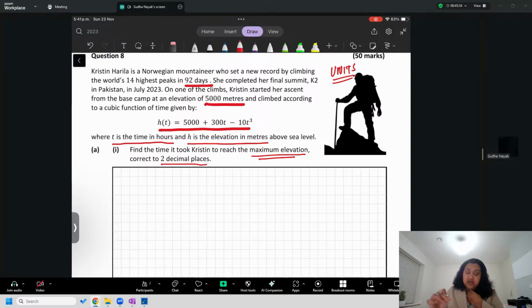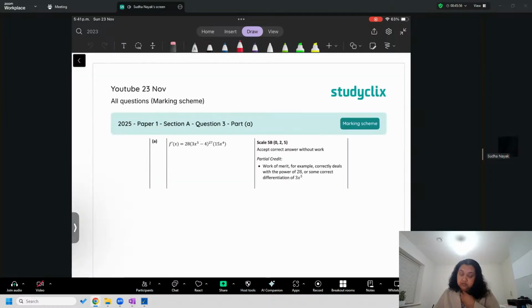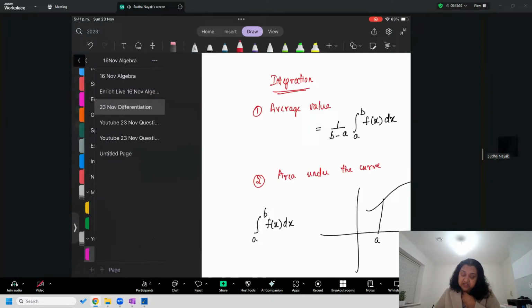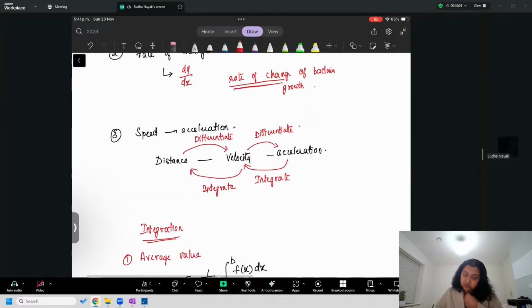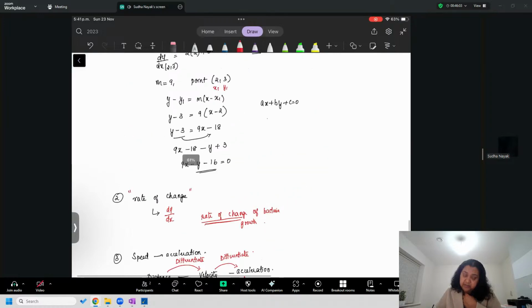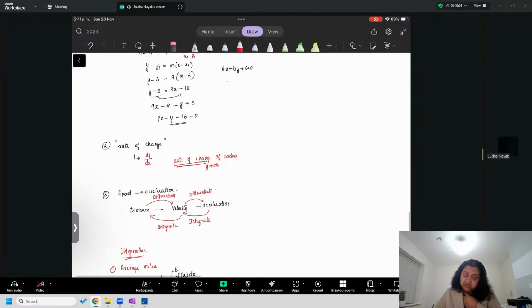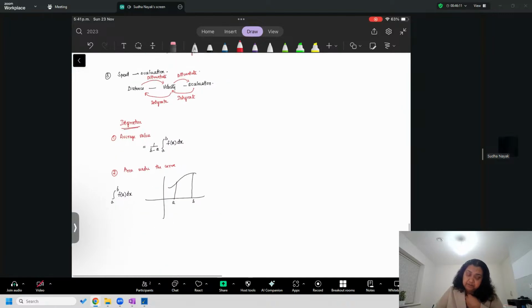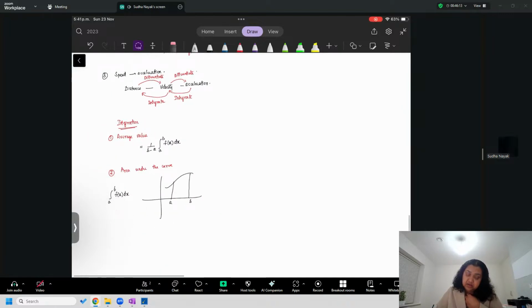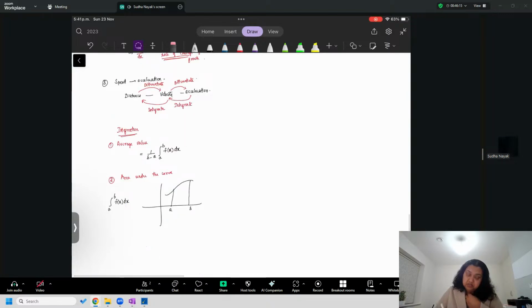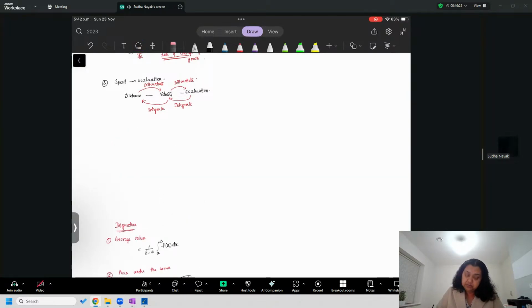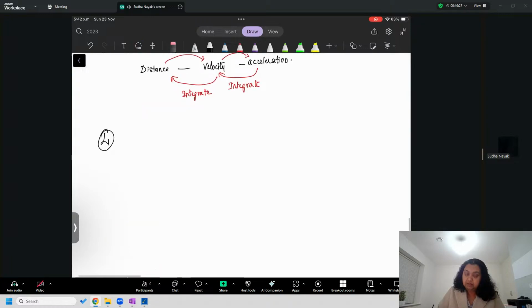I forgot another application of differentiation. Let me quickly write that also. So I talked about three here. One is the slope of the tangent. Second is rate of change, and then the third is distance, speed, and acceleration. There's one main thing which I forgot, which was max or min.